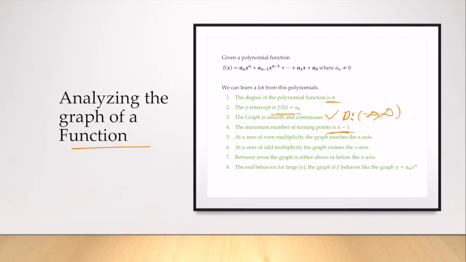If our graph has a 0 of even multiplicity, it touches the x-axis. If we have a 0 of odd multiplicity, it crosses the x-axis. Between zeros, my graph is either always above or below the x-axis, and the end behavior of my graph behaves a lot like the power function associated with its leading term.